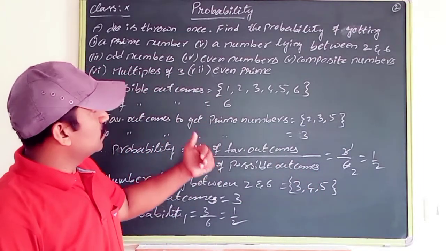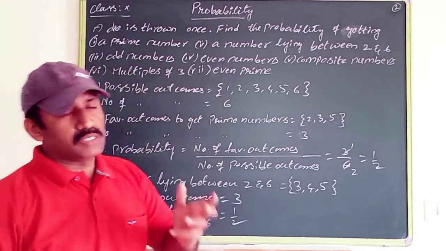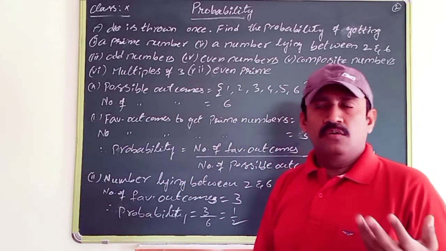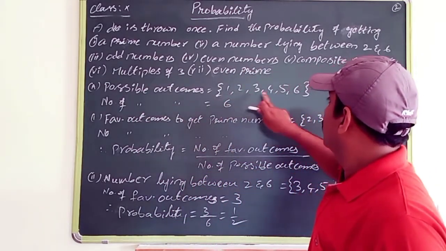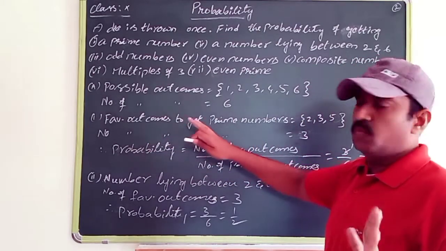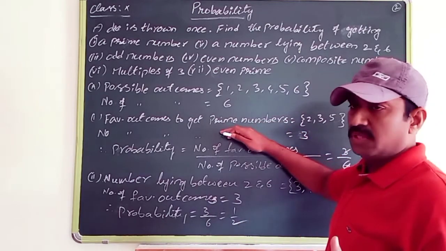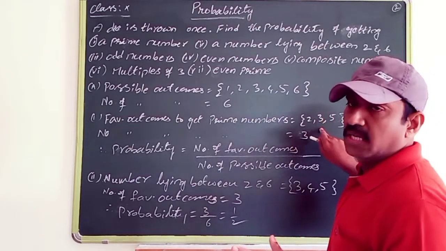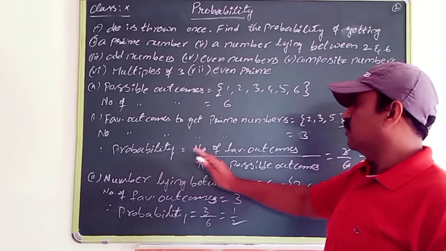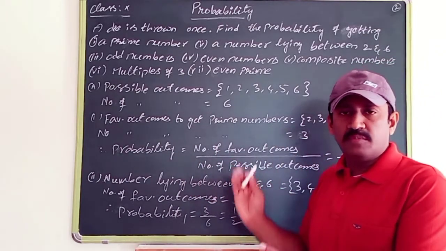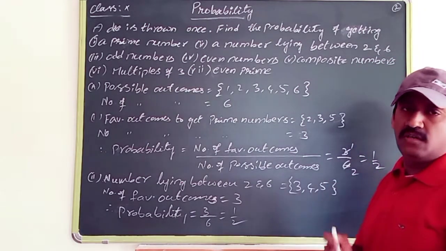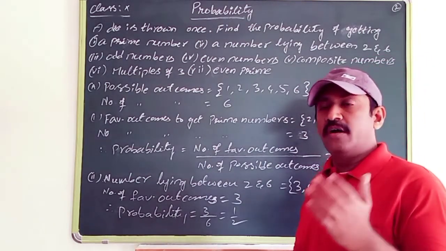The same logic, next one, odd numbers. Tell me what are the odd numbers and how you can solve it. Odd numbers are 1, 3, 5. The favorable outcomes to get the odd numbers are 1, 3, 5, and the number of favorable outcomes is 3. Write the formula like this: probability is equal to number of favorable outcomes by number of possible outcomes. That is 3 by 6, equal to 1 by 2 for odd numbers.